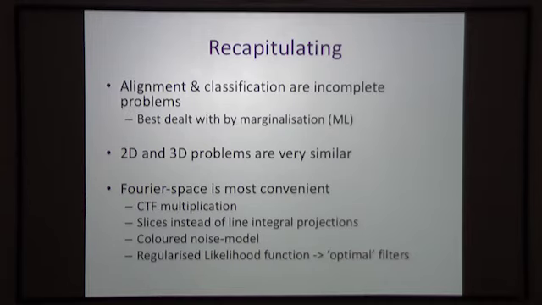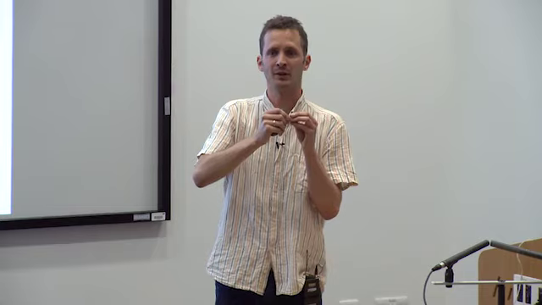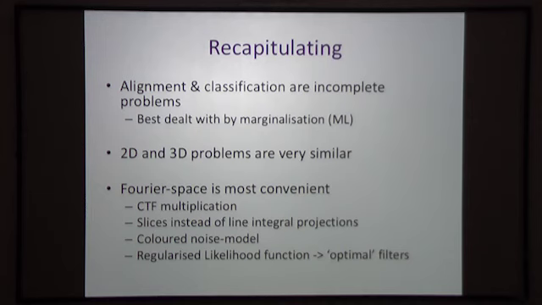Now, let me just recapitulate. Alignment and classification in cryo-electron microscopy image refinement are incomplete data problems. It would be much easier if we knew all the angles and the classes, but we don't. And the best way to deal with that is this marginalization. Calculate probabilities for all of them and then calculate probability-weighted averages, rather than taking the quick way home and only taking the best possible value at every iteration. The 2D and the 3D problems are extremely similar. I hope that's become clear.